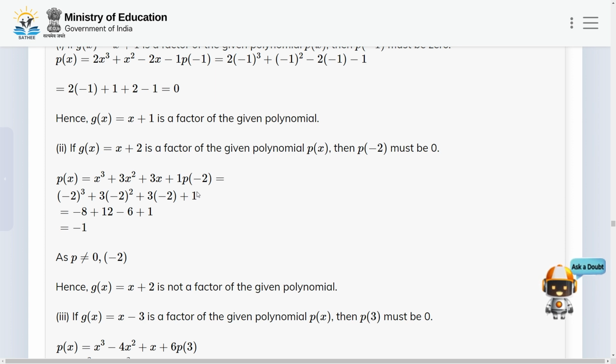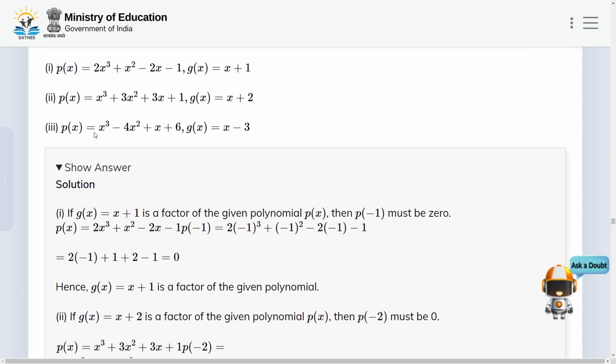So p of minus 2 is equal to minus 2 whole cube plus 3 times minus 2 whole square plus 3 times minus 2 plus 1, and this is equal to minus 8 plus 12 minus 6 plus 1, which is equal to minus 1. So p of minus 2 does not equal 0 here. Hence g of x equal to x plus 2 is not a factor of the given polynomial. So now let us see the third one.